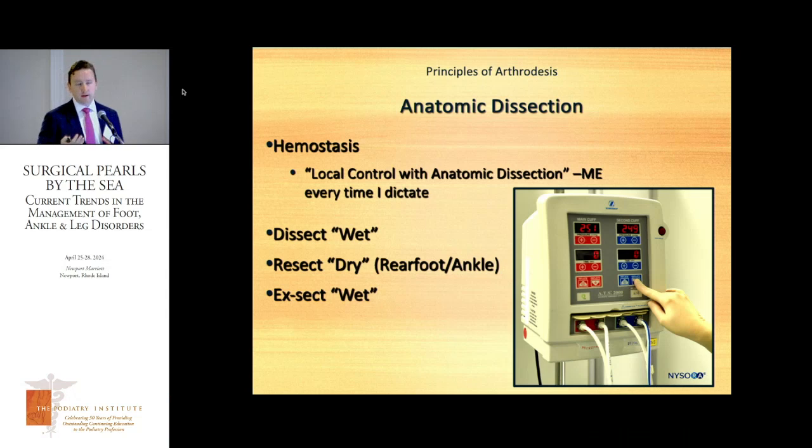One thing I did adopt when it comes to rear foot surgery, specifically with tourniquet use, is dissecting wet, and then resecting with the tourniquet up, taking out your joint surfaces, because those bones tend to bleed a little bit more. And then before closing, letting the tourniquet down and making sure you're controlling any of that bleeding before you suture up.